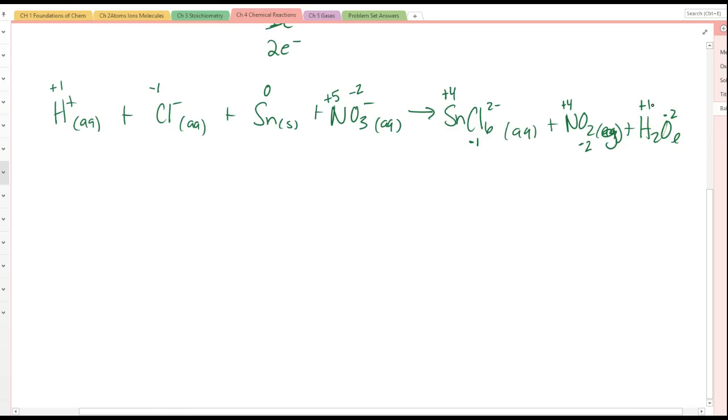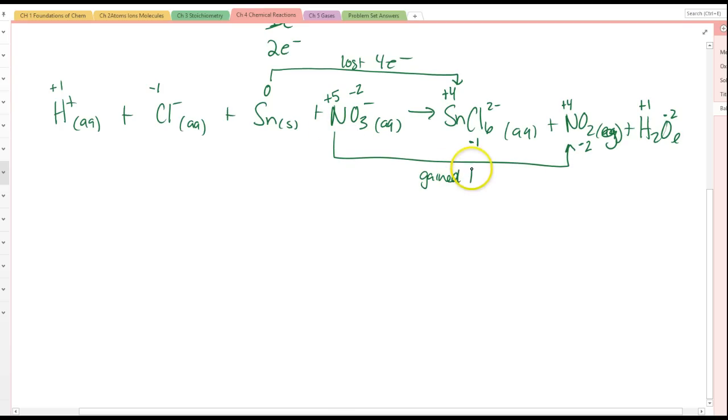So we look at these oxidation states, and now we're looking for what's oxidized and what's reduced. Looking here, we can see that hydrogen, nothing changes. Chlorine, we go from -1 to a -1, nothing changes. These are your spectator ions. Tin, on the other hand, goes from a 0 to a +4, which means it has lost 4 electrons. Nitrogen goes from a +5 to a +4, which means it has gained 1 electron. So now we need to balance.